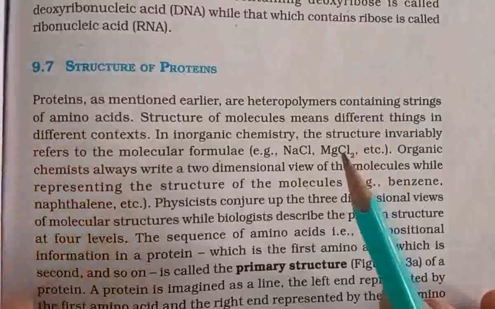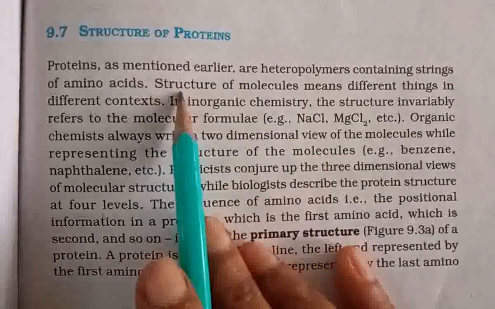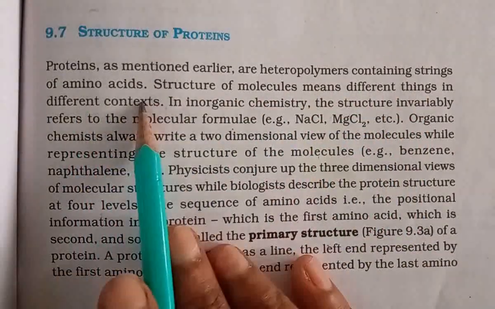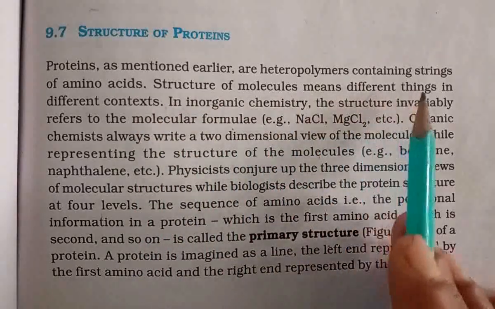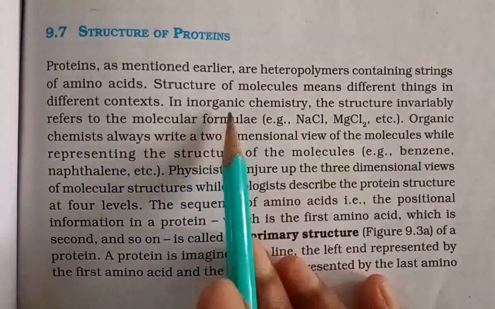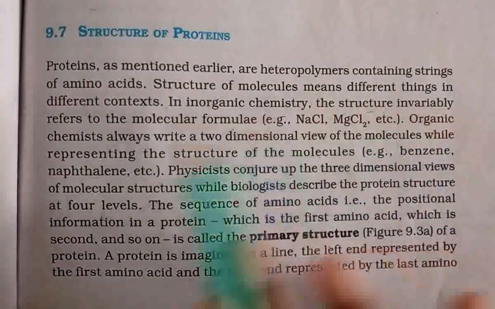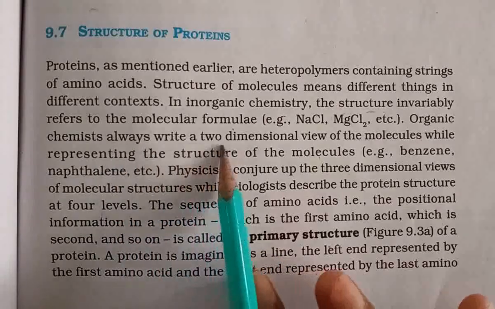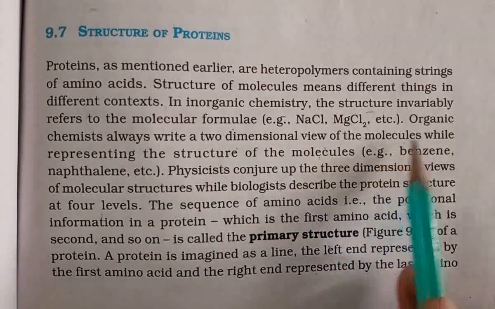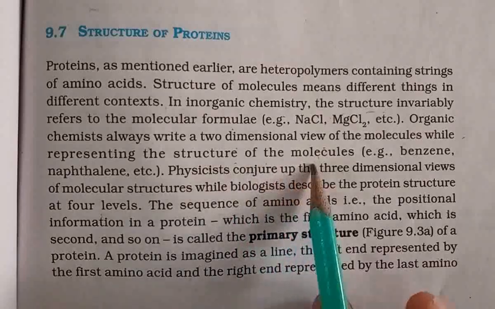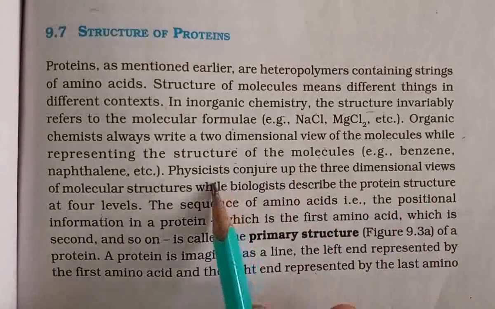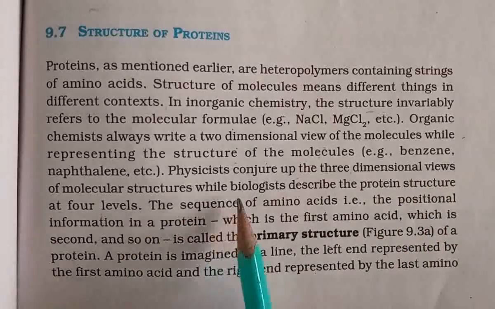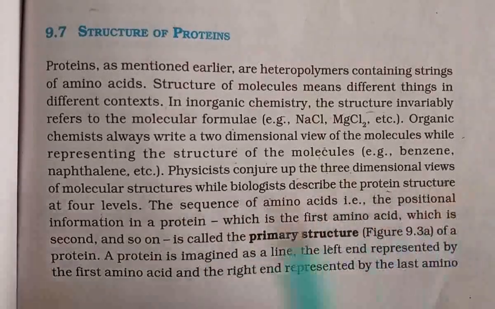Structure of proteins. Proteins, as mentioned earlier, are heteropolymers containing strings of amino acids. Structure of molecules means different things in different contexts. In inorganic chemistry, the structure invariably refers to the molecular formula. Organic chemists always write two-dimensional views of the molecules while representing the structure. Physicists conjure up three-dimensional views of molecular structure, while biologists describe the protein structure at 4 levels.